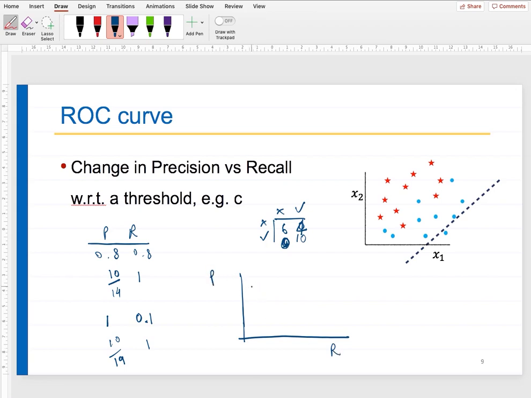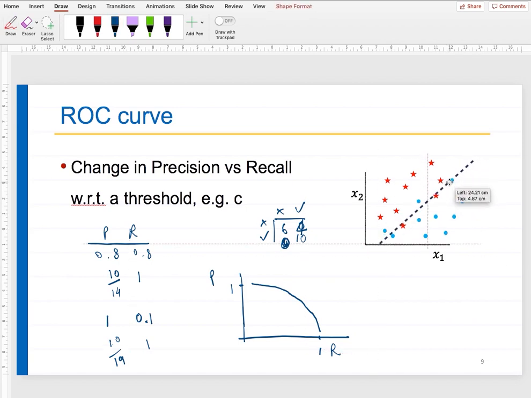If my precision is 1, recall is small; recall is large, precision is small. Ultimately it reaches a recall of 1. This is called the ROC curve, which basically means if I change my threshold, just by adjusting my threshold, I can choose my operating point. What is the meaning of operating point? This is the operating point.